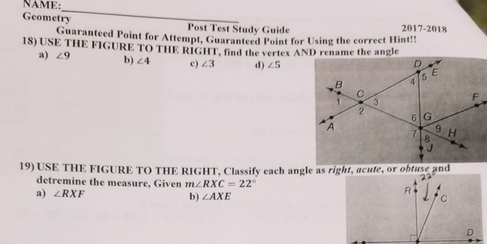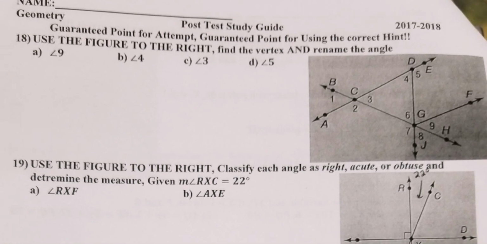Alright, so use the figure to the right, find the vertex, and rename the angle. So angle 9, the vertex is G. So here's angle 9. There's the vertex, so the vertex is G. I'm going to rename it as angle FGH.